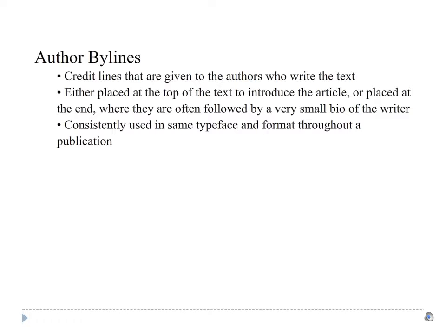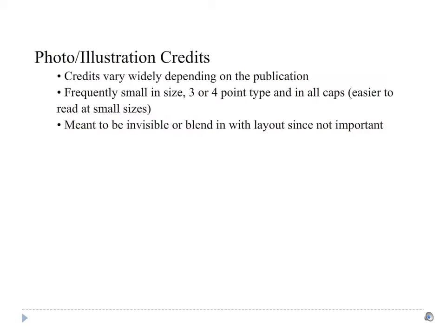It is also important to give credit where credit is due. Author bylines and credit lines are given to the authors who write the text. They are either placed at the top of the text to introduce the article or placed at the end, where they are often followed by a small bio of the writer. Also, they are consistently used in the same typeface and format throughout a publication.